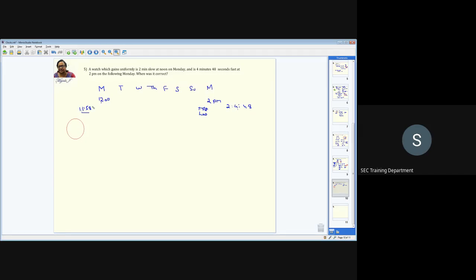This is a timing set here already. It's not that it is running slowly. The time set at this time is 11:58, but as per this logic, if it is a correct clock, it has to show 1:58, but instead of that, it is showing 2:04:48. So that means it is going faster. How much faster it is, how much it has gained? The 2 minutes here, which is lagging, plus 4 minutes and 48 seconds here. It has to gain that much.